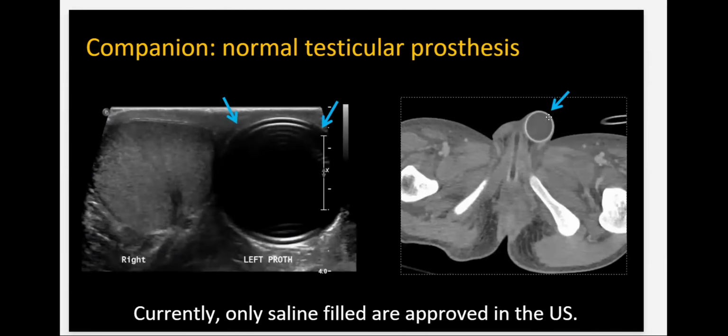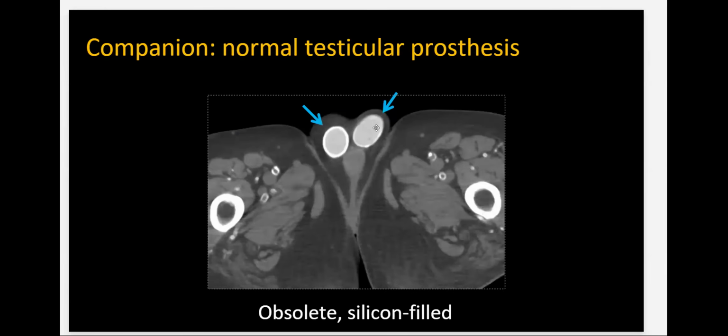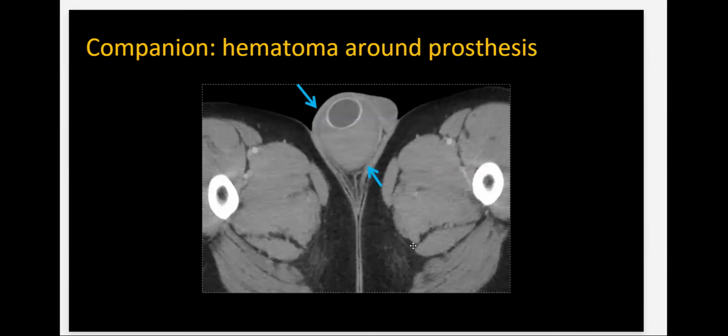On CT, it's just a bigger version of how the breast implant looks. After about 1990, they're filled with saline. Back in the day they were filled with silicone, but that is now obsolete. Sometimes they can be complicated by hematoma formation. That's about it.